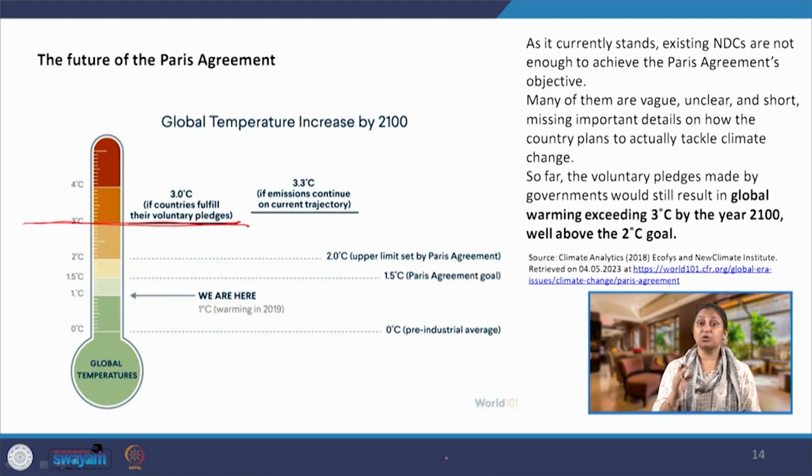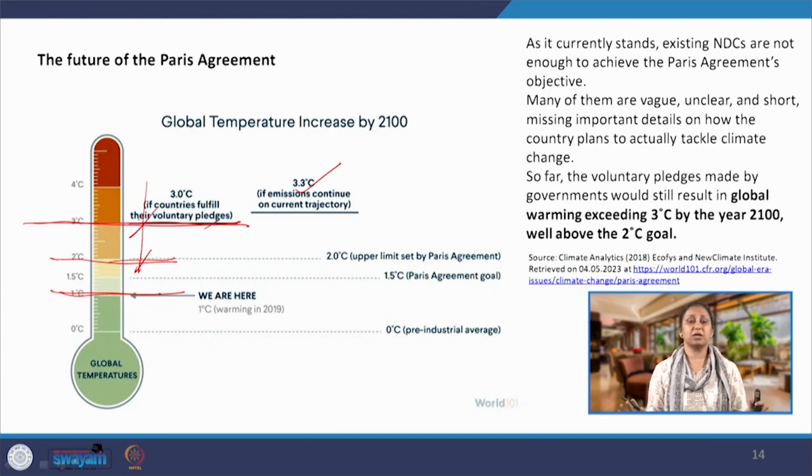Now, if we do our best in achieving what we want to achieve, we will be at 3 degrees centigrade. If we are not able to achieve the targets that we have set, we will be somewhere around 3.5 degrees centigrade. Currently, we are here at 1 degree centigrade above pre-industrial levels, and the upper limit that has been set by the Paris Agreement is here. Look at the gap. It clearly tells us that we need to ramp up our efforts. The entire world needs to ramp up the efforts in reducing greenhouse gas emissions.